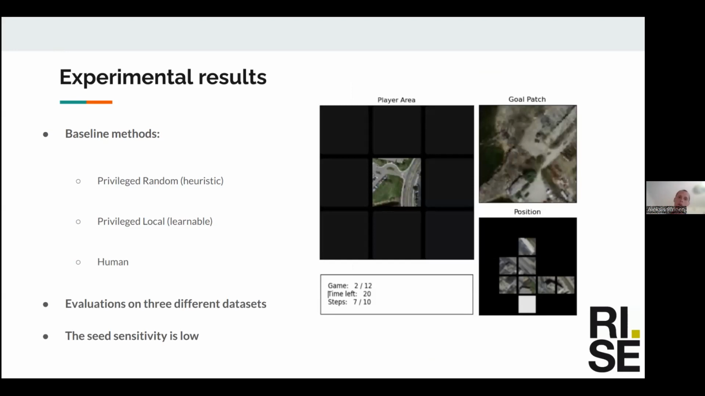We did evaluations on 3 different data sets, and the sensitivity for the reinforcement learning systems is low overall.